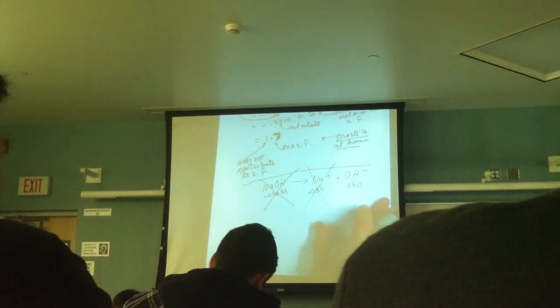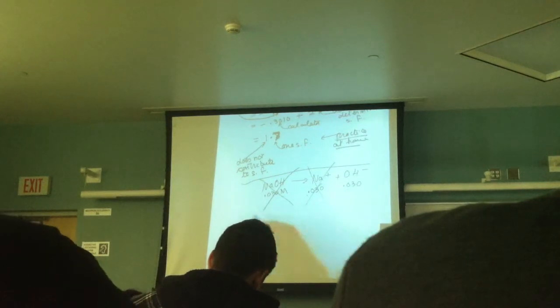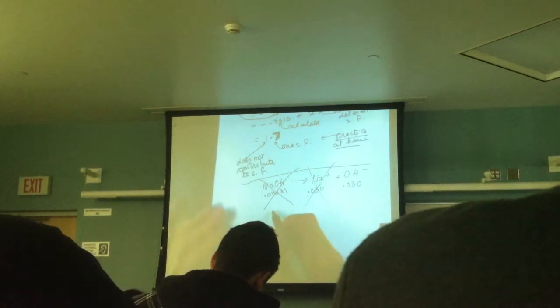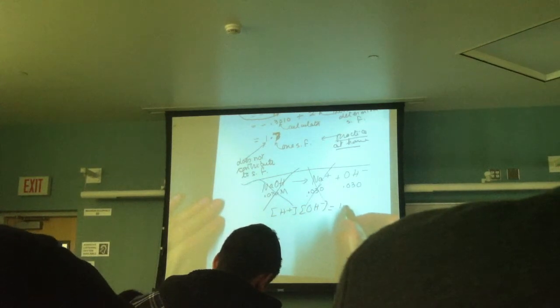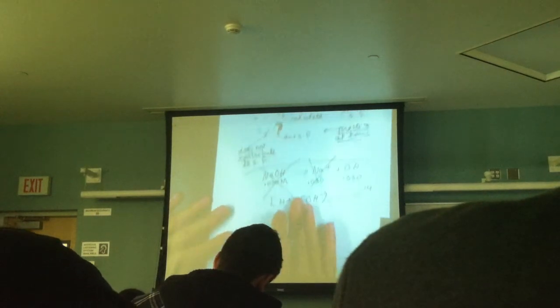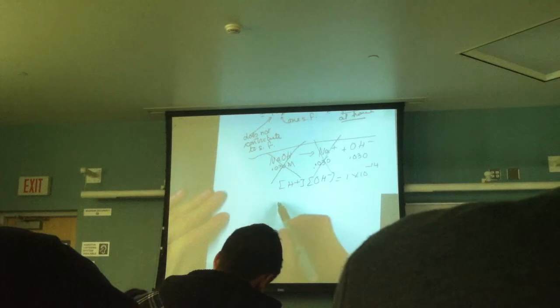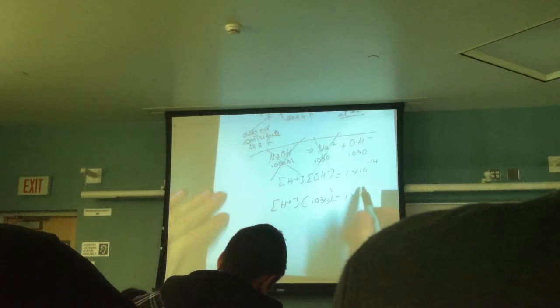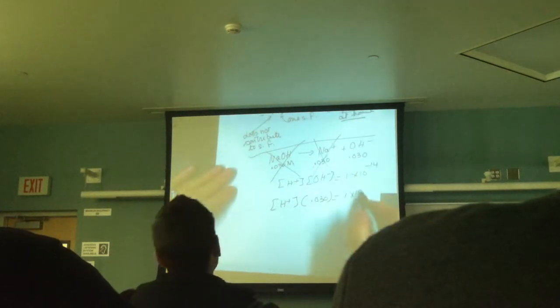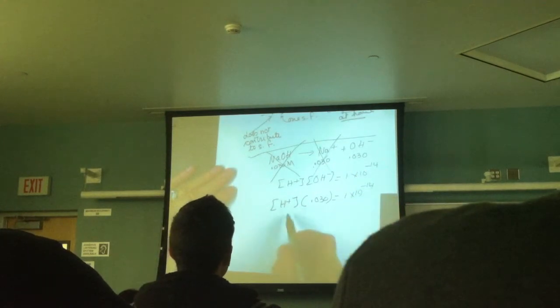What they want is the pH. Watch this. I need to find the hydrogen ion. Hydrogen ion times hydroxide should be equal to what? Remind me, please. 10 to the negative 14. I know the hydroxide. Can you figure out the hydrogen? Use your calculator and figure out the hydrogen ion, please.